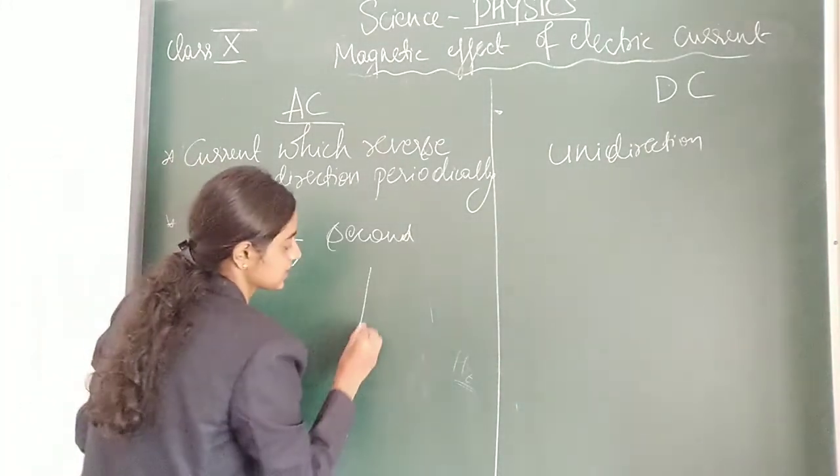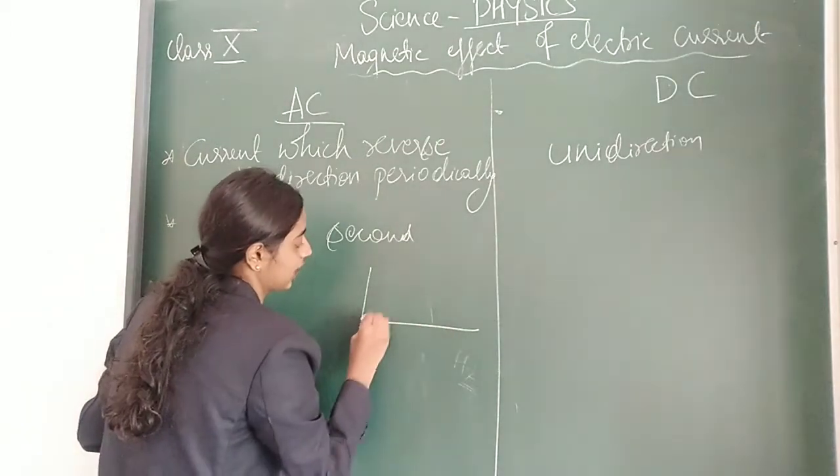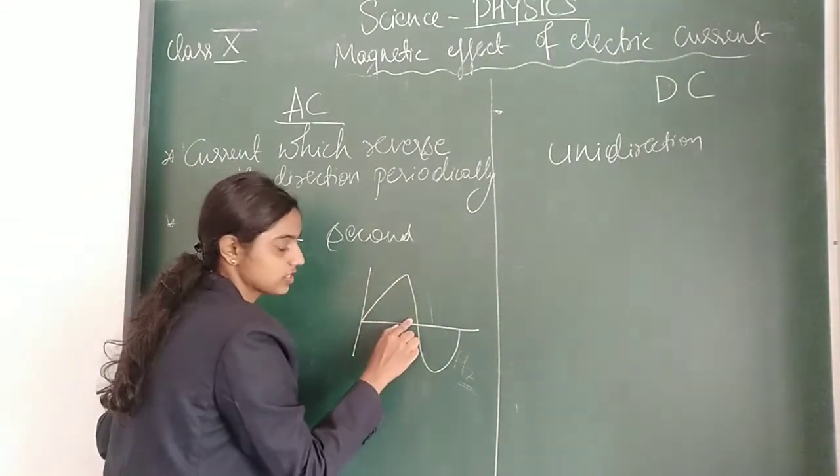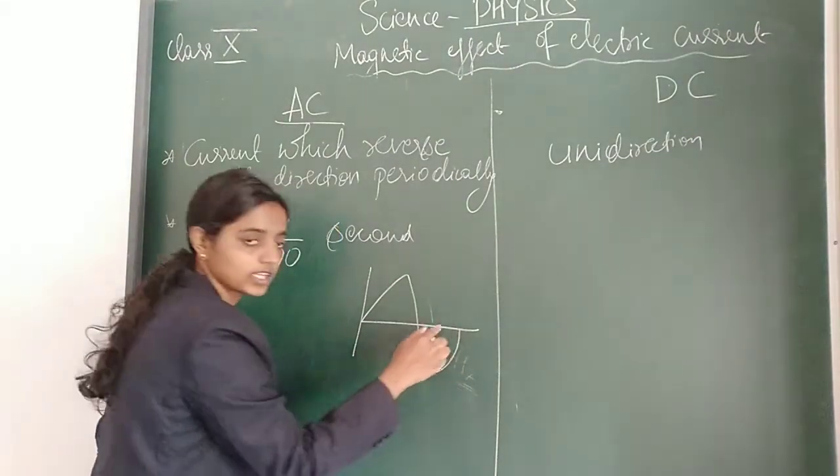So let us consider a wave diagram. If this is the wave, let us assume this is our first half rotation and this is our next half rotation.